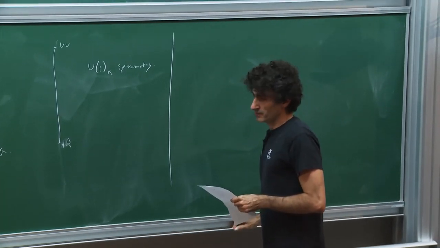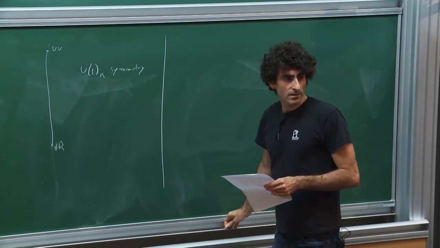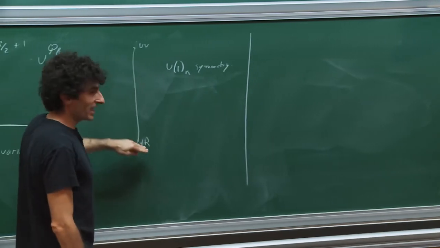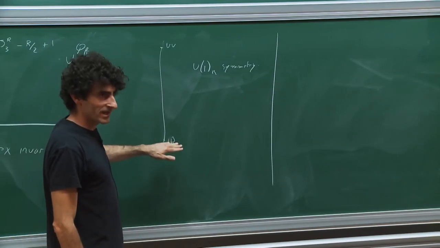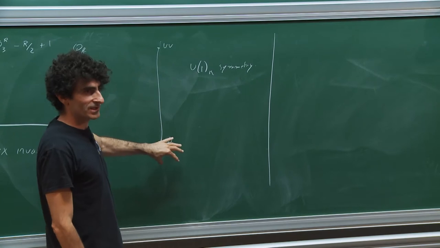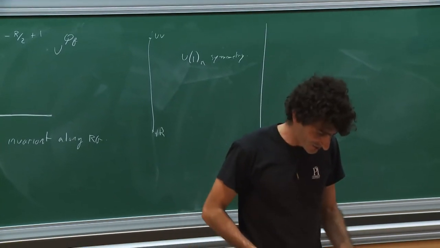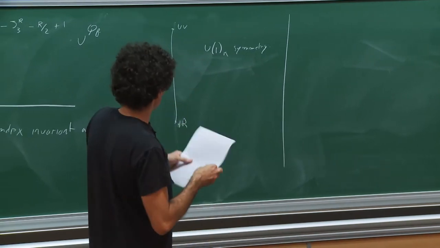You say the index will flow in the IR? No, the index is always the same, but in the IR it has the interpretation of this other index. It doesn't flow, it's actually invariant along the flow.